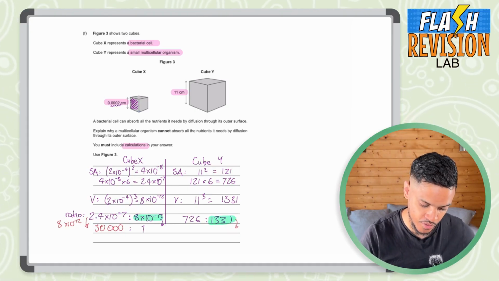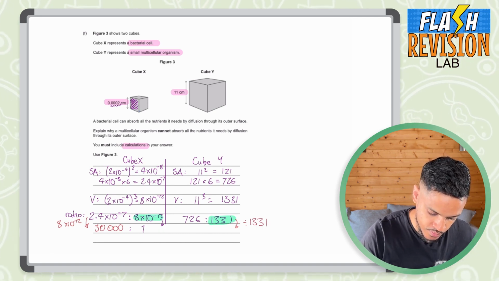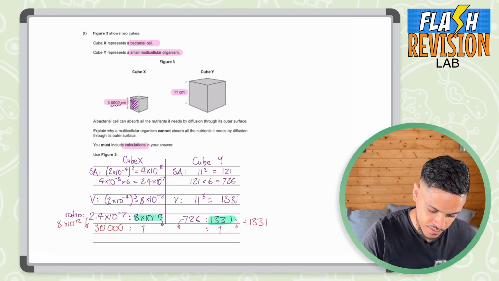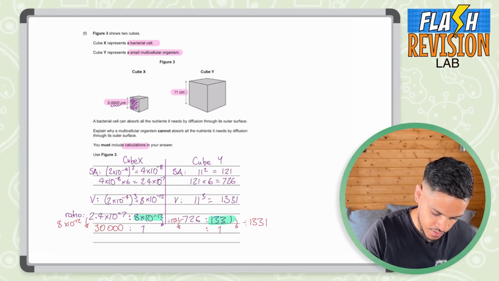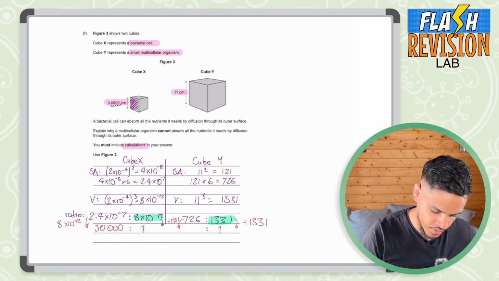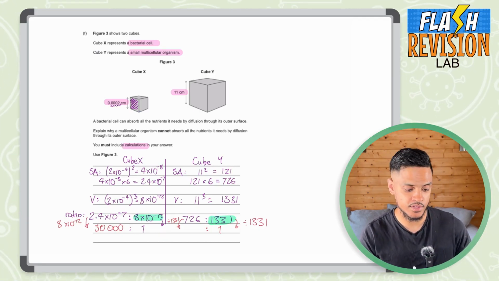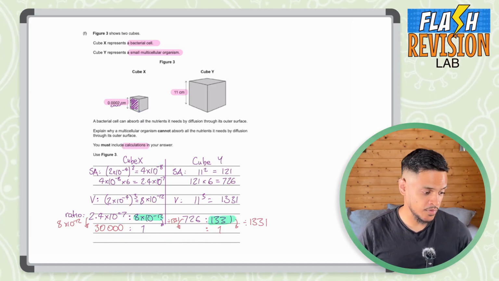We're going to divide both sides by 1,331. So we're going to divide this side by 1,331. That's going to give us 1. And the other side we're also going to divide by 1,331. So 726 divided by 1,331, that gives you an answer of 0.55.